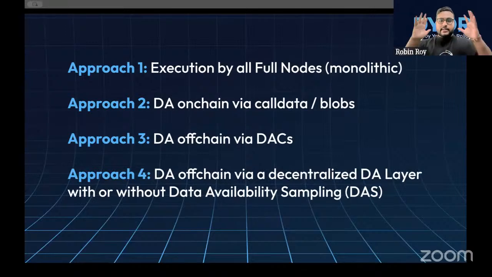So let's look at the general picture right now. We've understood what the data availability problem is, and there are 4 different approaches to solving this issue. You might be thinking, why has this DA problem come up now? Wasn't it an issue before? Approach 1 is from before we had rollups and L2s. Before, we only had Ethereum, which was a monolithic chain, and execution was done by all full nodes. Then we had call data and blobs, and we realized it was expensive. Then off-chain DACs came in, and then decentralized DA layers came. Let's go through that.